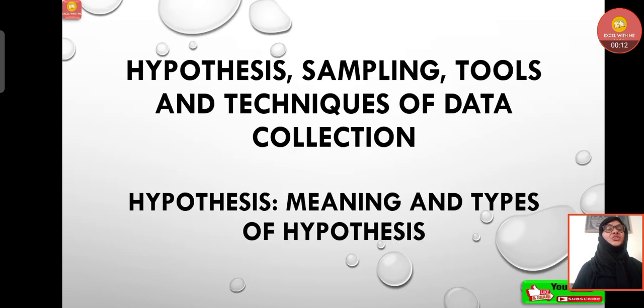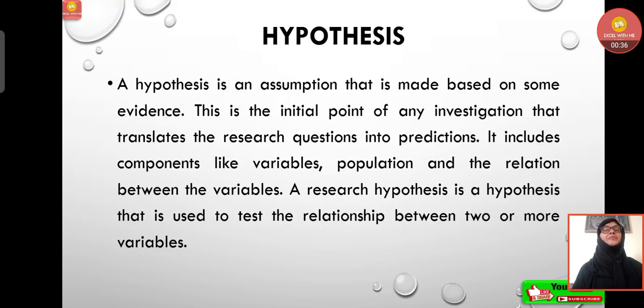Let's start today's topic from the research methodology paper, fourth topic, that is hypothesis, sampling, tools and techniques of data collection. These all will take 3 classes. So today we are going to discuss hypothesis and then later sampling and later tools and techniques of data collection. Today we are going to start with hypothesis, meaning and types of hypothesis.